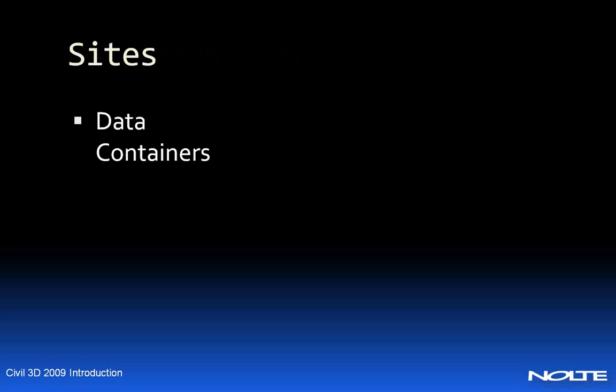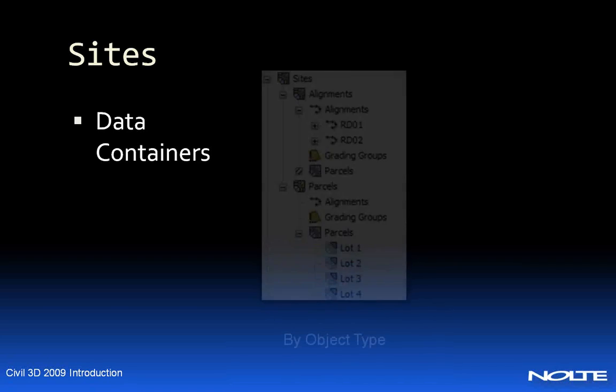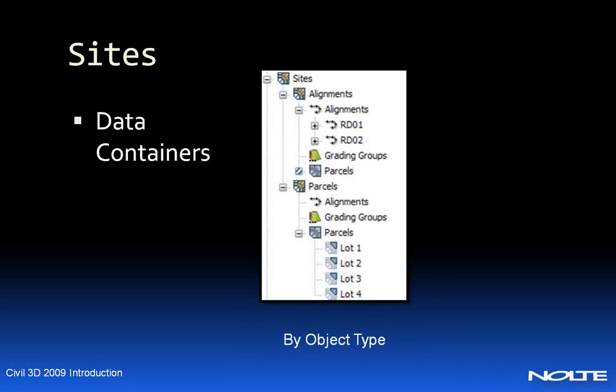Sites is a container for storing and organizing parcels, alignments, and grading objects. There are 2 ways to use sites. One is to do it by object type, which is the main way I've been working with it, where I'll create a site for alignments. That way I know my alignments will not interfere with any of my parcels or my grading objects. Same thing, my parcels won't interact with any of my alignments.